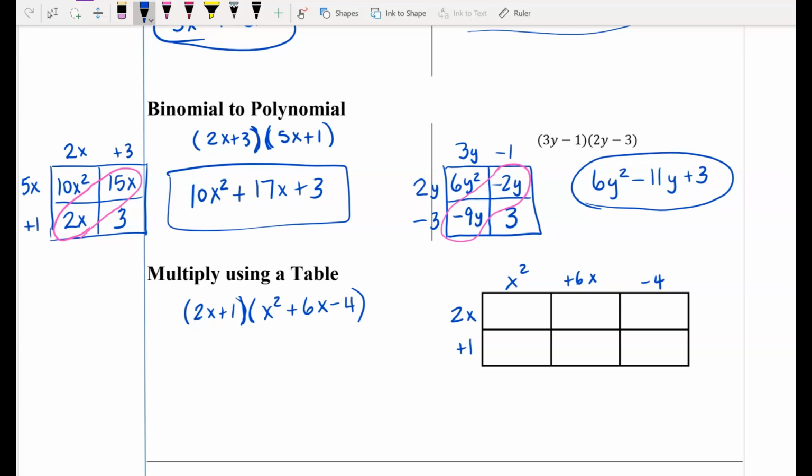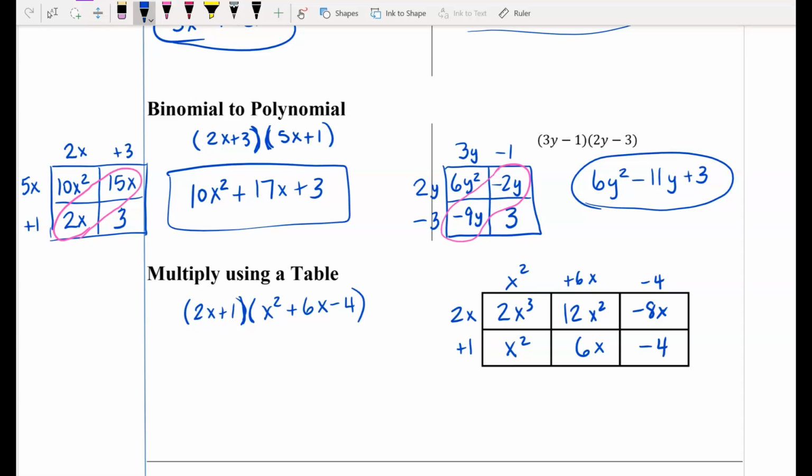So 2x times x squared is 2x to the 3rd power. 2x times 6x is 12x squared. I'm multiplying, so my exponents are changing. -4 times 2x is -8x. x squared times 1 is x squared. 6x times 1 is 6x. And -4 times 1 is -4.